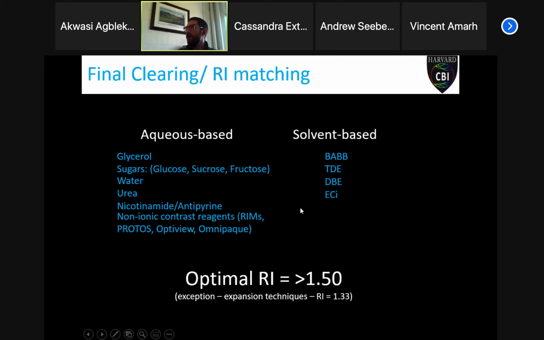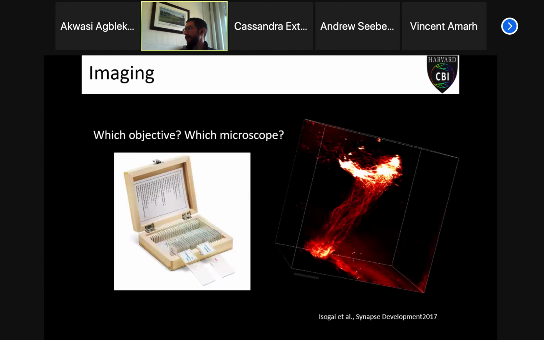Okay, so that's the process for clearing tissue. We've got a nice cleared tissue, and now we want to go ahead and image it. And this is where things get difficult, because traditionally microscopes were built to image these thin samples on a microscope slide, not a big, thick, multi-millimeter or centimeter-sized piece of tissue. So how do we go about selecting a microscope or objective that can actually image something this big?